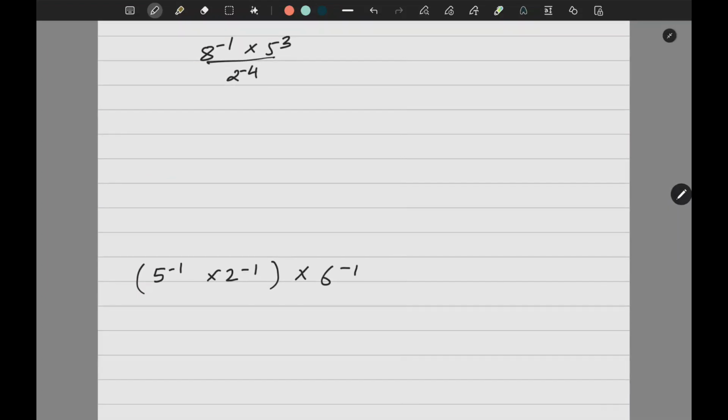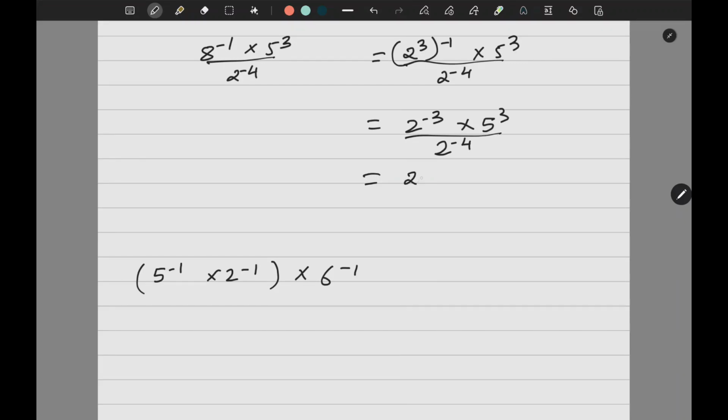Okay. So now here, as I said, the big numbers always write as a factor. So 2 to the power 3 minus 1 into 5 to the power 3 upon 2 to the power minus 4. So 2 to the power minus 3 into 5 to the power 3 upon 2 to the power minus 4 is equal to 2 to the power minus 3 minus of minus 4, that is plus 4, because this is in division. So apply the exponent law on these two, into 5 to the power 3. So 2 to the power 1 into 5 to the power 3. So now you can multiply this, 125 into 2, that will be your answer.